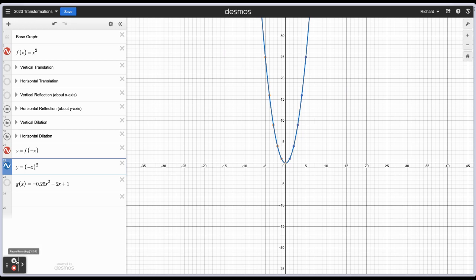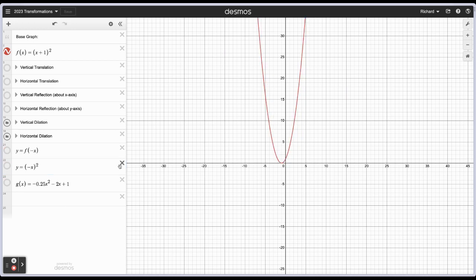Okay. I wanted to show you something really quickly though. So far we've been transforming the base graph f of x equals x squared, but you can transform any function at all, right? So if I've got f of x equals x plus 1 all squared, and I wanted to reflect that graph, then it does make a difference if I've got f of minus x. In other words, I'm replacing x with minus x.